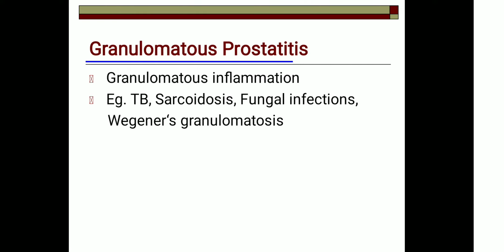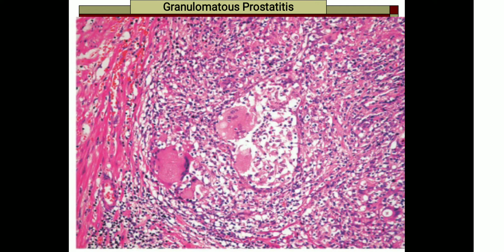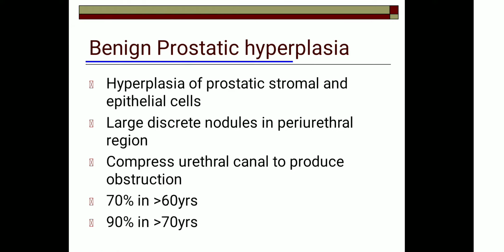That is nothing but a small chronic inflammation of the prostate. Sometimes you can get granulomas also, like TB, sarcoid, fungal infections, granulomatosis with polyangiitis. All these conditions also cause granulomas in the prostate. So this is granulomas in the prostate, and this is not that important for you. Just remember that you can get these granulomas in prostate. That's all.